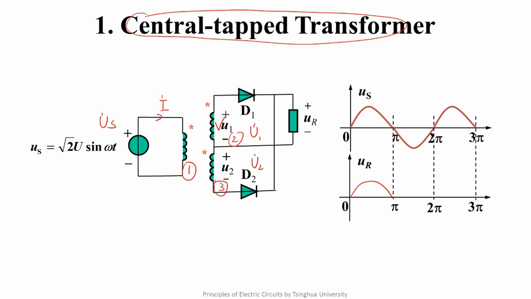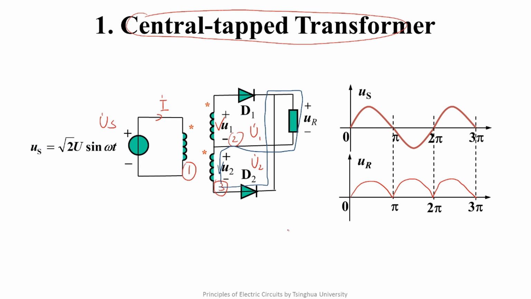Next, for voltage U2 of negative above and positive below, the possible direction of the current is like this. D2 is closed at this time. We can find that the voltage of UR and U2 are reversed at this time. That is, the voltage of UR and US are reversed. So we can get the load voltage is like this. Similarly, do you see it? Due to the central tapped transformer, under the assist of two diodes, we get the waveform of the full wave rectification.